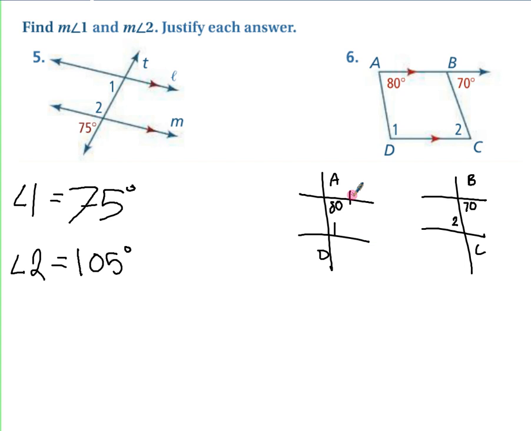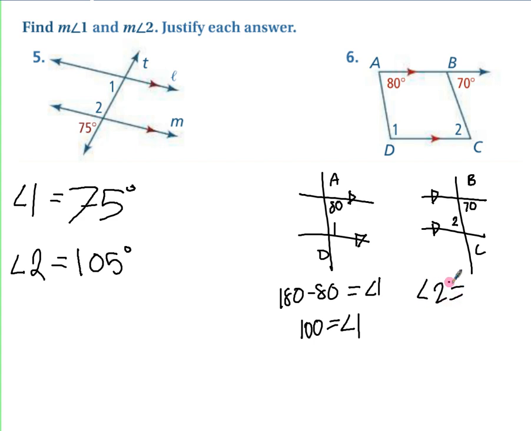So what do I know about 80 and 1? They're same side interior. Okay, so they're same side interior, so they add to 180. So I know if I do 180 minus 80, that equals angle 1. So what does angle 1 equal? 100. Good. Okay, what about 70 and 2? What do I know about those two angles? They're alternate interior, so they're the same. So angle 2 is congruent to 70. So angle 2 equals 70.